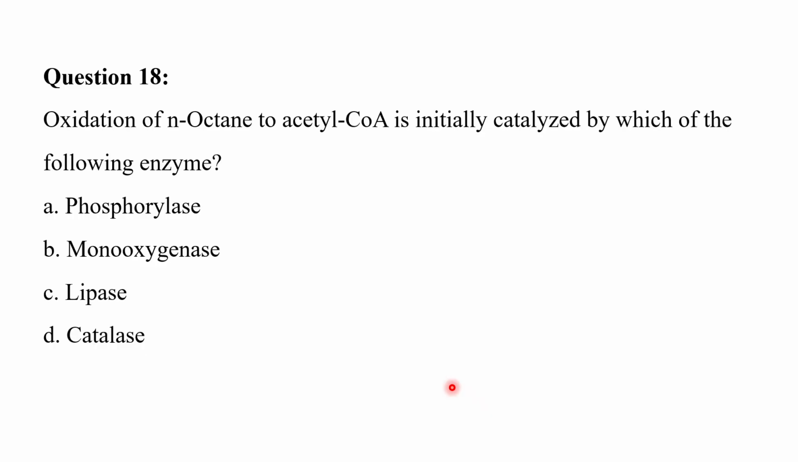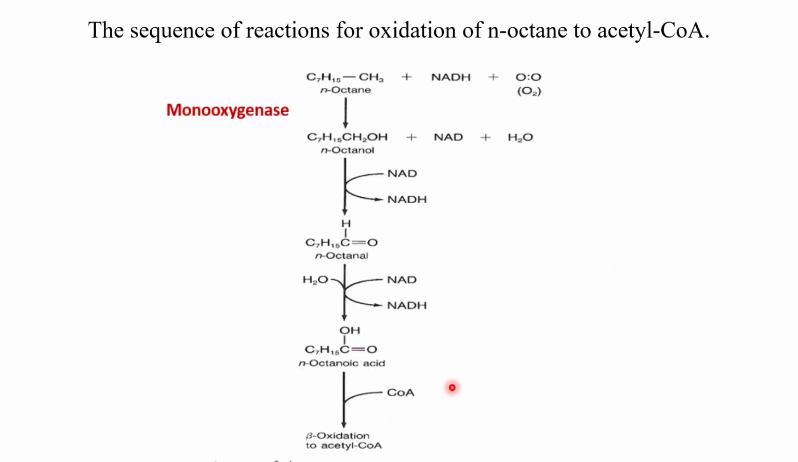Question number 18. Oxidation of n-octane to acetyl coenzyme A is initially catalyzed by which of the following enzymes? So n-octane is an alkane. This alkane is converted into acetyl coenzyme A, and they have asked for the first enzyme in the pathway. The answer for this question is monooxygenase. So monooxygenase is the first enzyme.